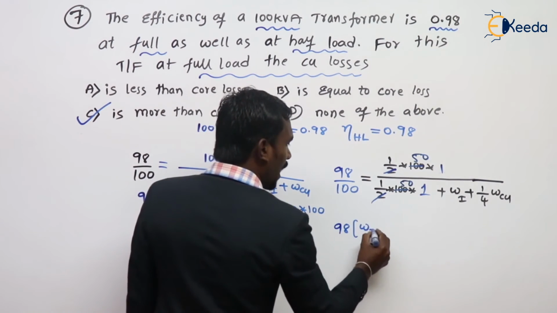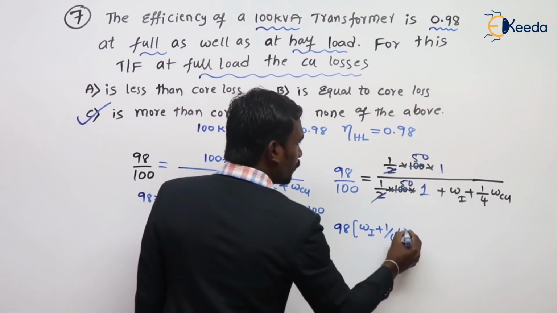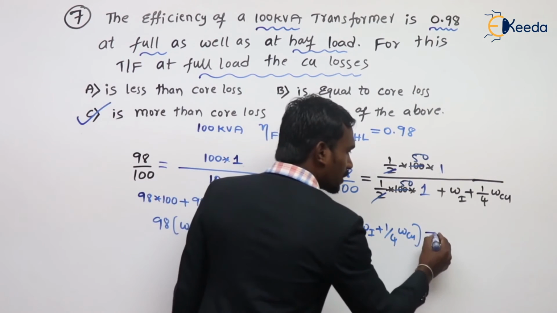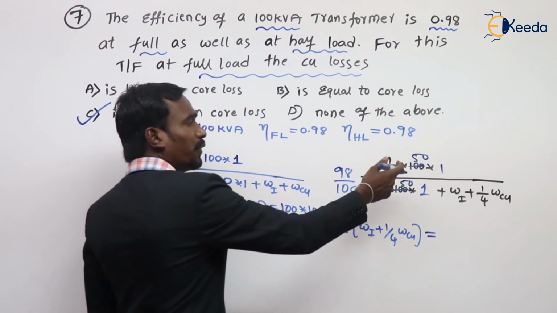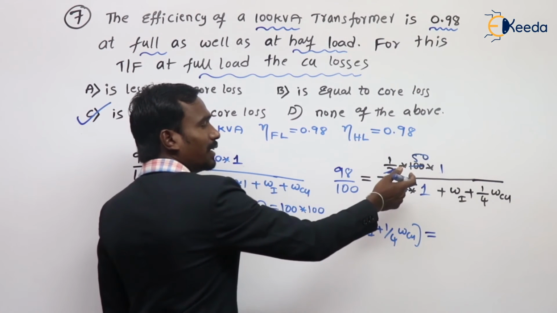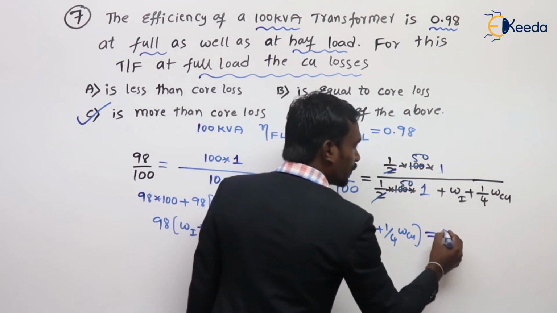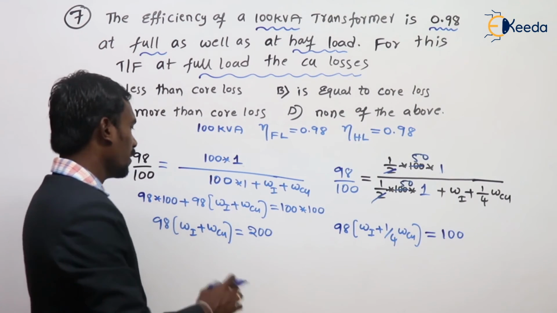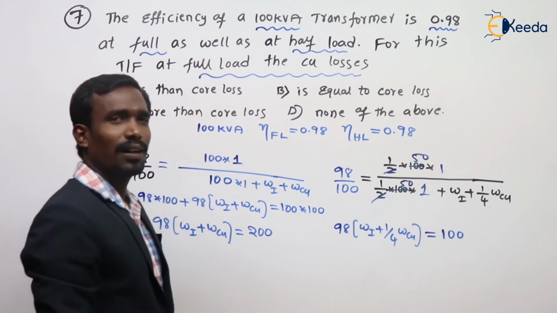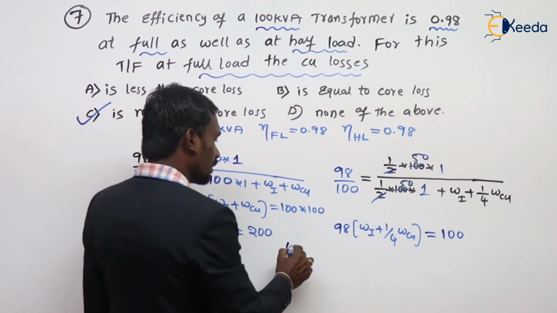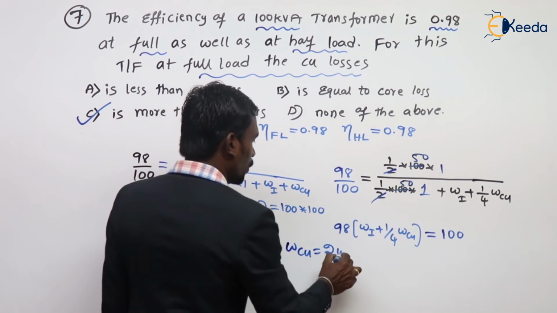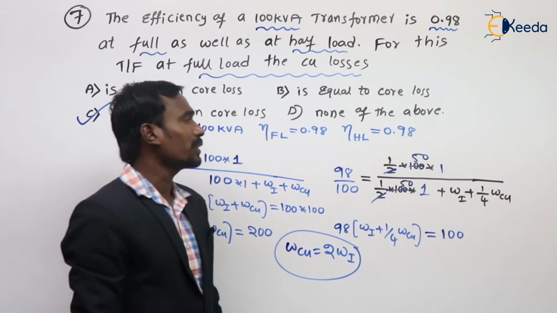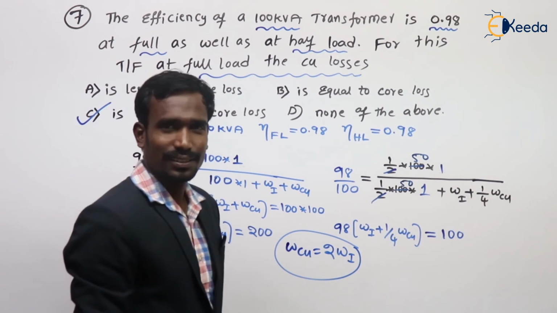98 into iron losses plus 1/4 of copper losses is equal to here 50 is the common, not 100. Here 50 is the common, so 50 into 2 is equal to 100. If you solve these two also, you can get the answer. What is the answer? The copper losses is equal to 2 times the iron losses.